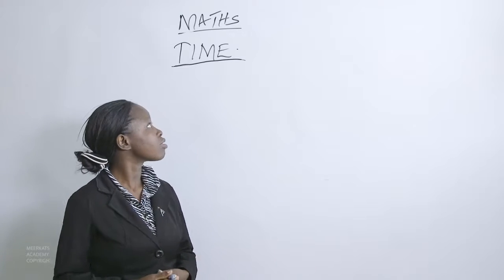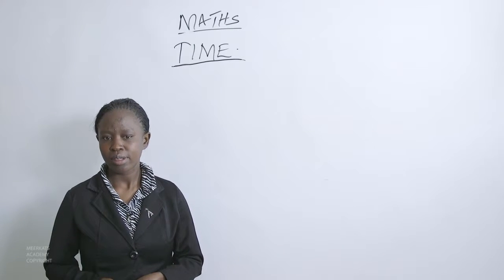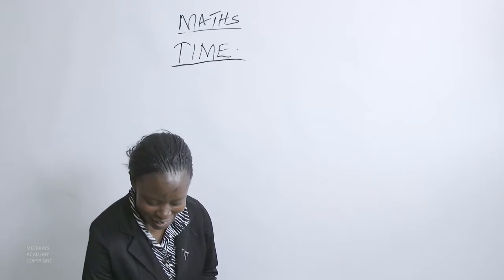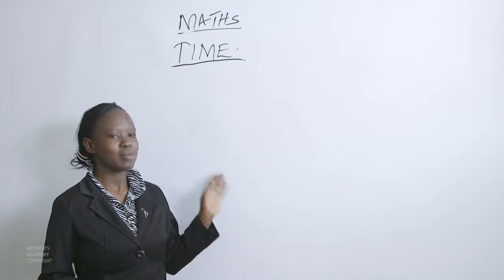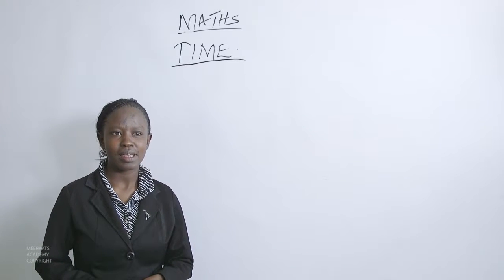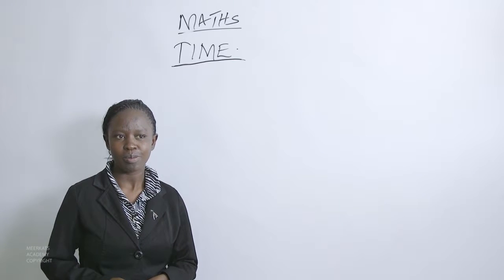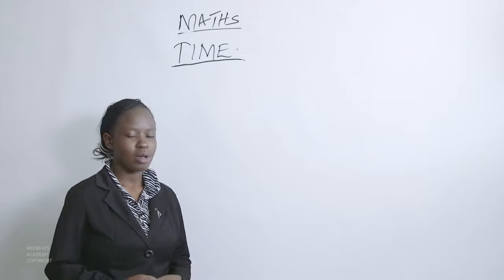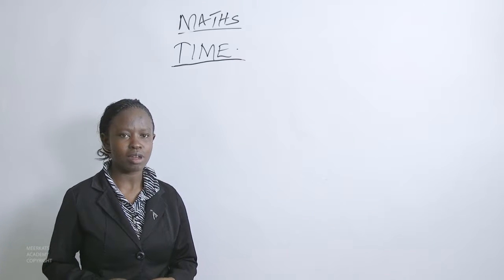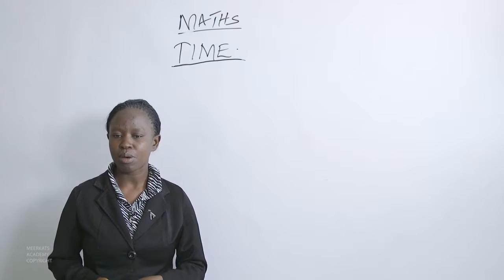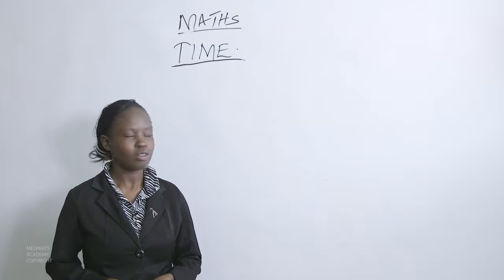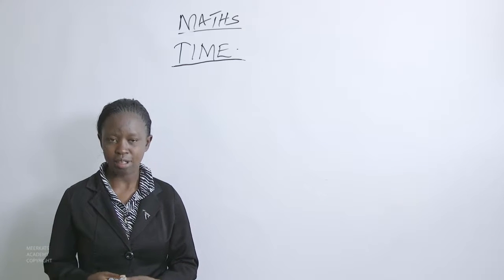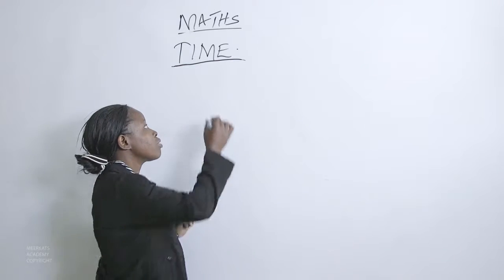So we first start by asking ourselves, what brings about the differences in time? The differences in time are brought about by the rotation and revolution of the earth around the sun. So as the earth revolves around the sun, it brings about the different times of the day. We discover that a day has a total of 24 hours.